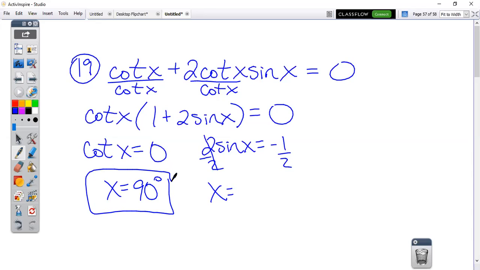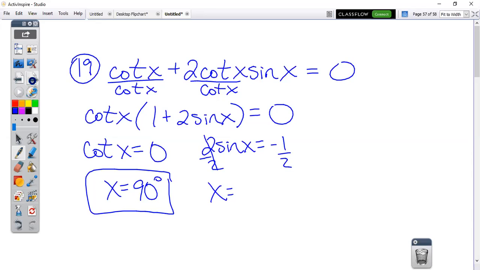There would be another x if we were going from 0 to 360, but we're not going from 0 to 360 on this, okay? We do go from 0 to 360 on the last one, however. Everybody good on 19? We're going to go back to it.